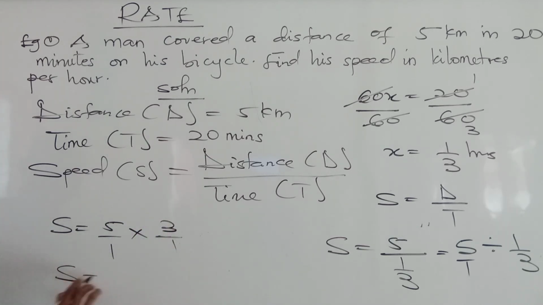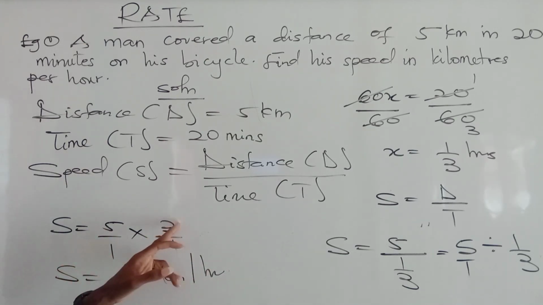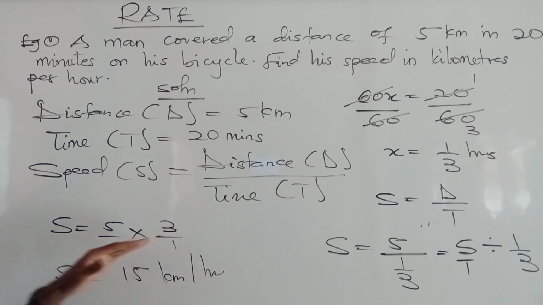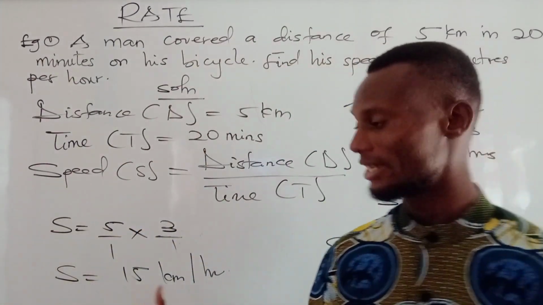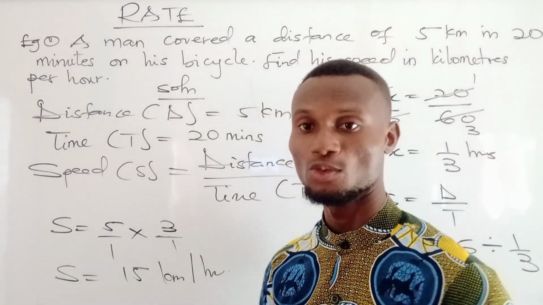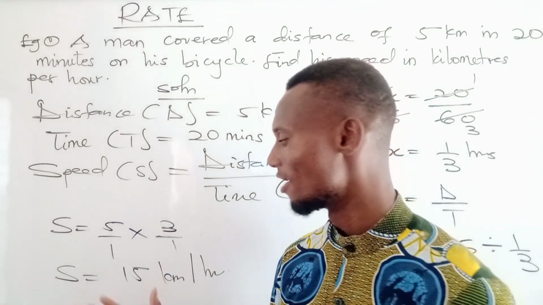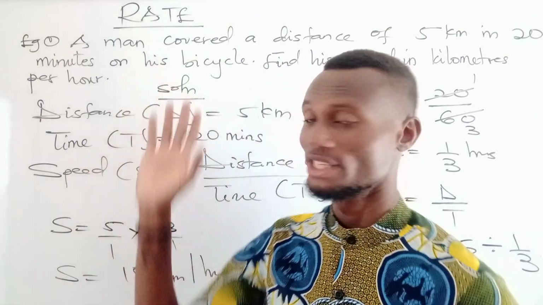And that is going to give me, so my speed is going to be 15 kilometers per hour. I hope you understood it. We have 3 times 5, which is giving us 15. So 15 over 1 is the same as 15. Don't forget to bring your unit. So you have 15 kilometers per hour. So the speed is 15 kilometers per hour. That's the final answer for the question on the board.